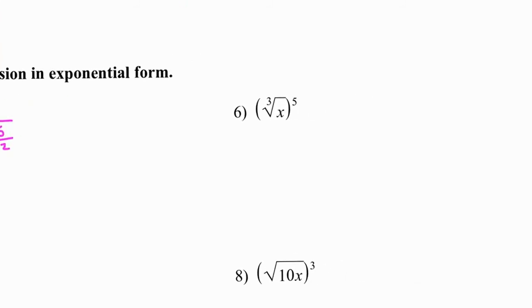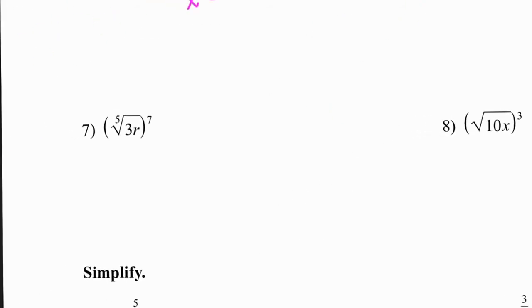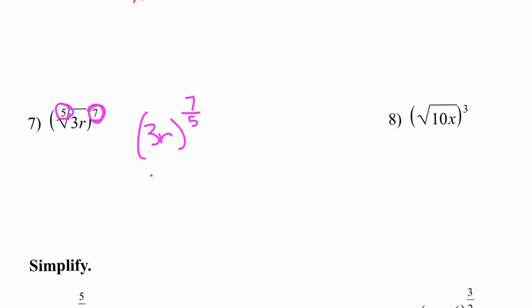For number 6, my base is x, the root is a 3, and the exponent is that 5. Again, roots go down, powers go up. All right, let's take a look at number 7. So I've got the cube root. The root, that's going to be the bottom number, and the power that I'm seeing, that's the top number. All right, number 8.